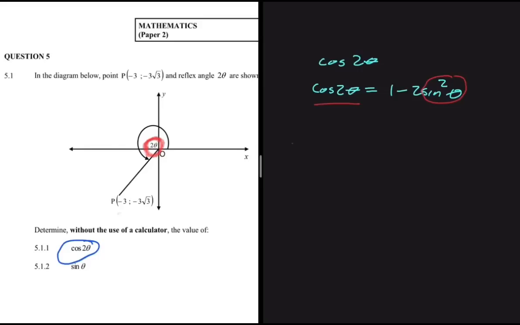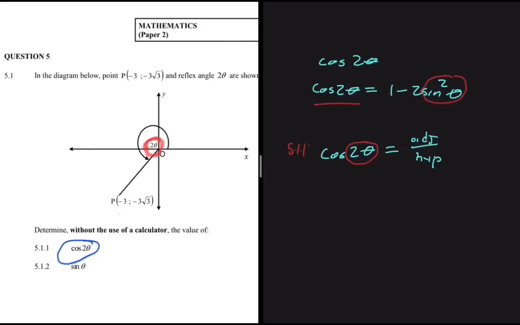I can just say 5.1.1, we have cos of 2 theta being equals to the adjacent divided by the hypotenuse, right? Because the angle itself is 2 theta that is given to us as the reflex angle, right? We're not given theta and then now asked to find cos of 2 theta. No, we actually have the angle being 2 theta, which is a very special case.